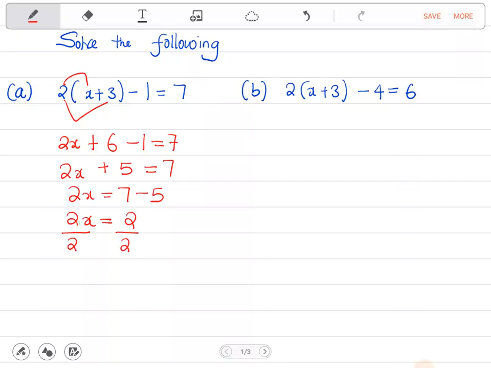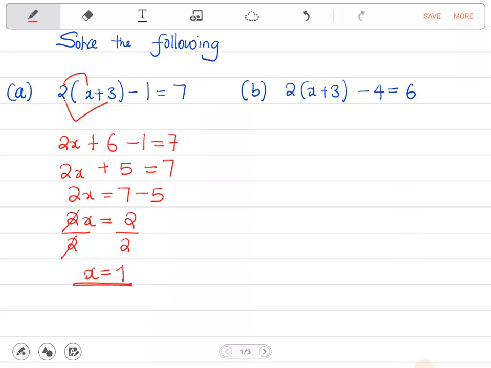Mathematics, don't solve it in your head. Show it here. X equal to 1. Now someone might ask, why am I solving these mathematics? The purpose of mathematics is for you to know how to solve higher order problems in real life situations.